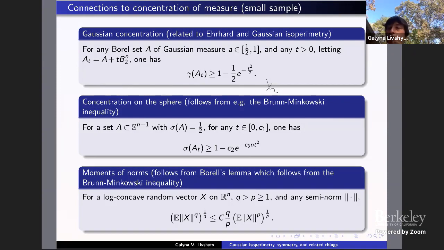You enlarge it, you make it just a little bit fatter. How much does the measure change? So this is a concentration type inequality. You can estimate moments of norms of log-concave random vectors, which is a very useful result. It follows from Borell's lemma, which in turn follows from the Brunn-Minkowski inequality. So this is like a super small sample of things for which it can be useful, and hopefully it will justify me talking about all of these things today.